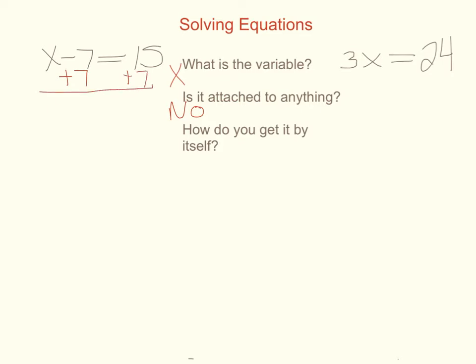On the left-hand side, the negative 7 and the positive 7 cancel each other out. The x is brought down. Your equal sign is brought down. Keep everything nice and organized and lined up. And then you just have to do the 15 plus 7, which gives me 22.